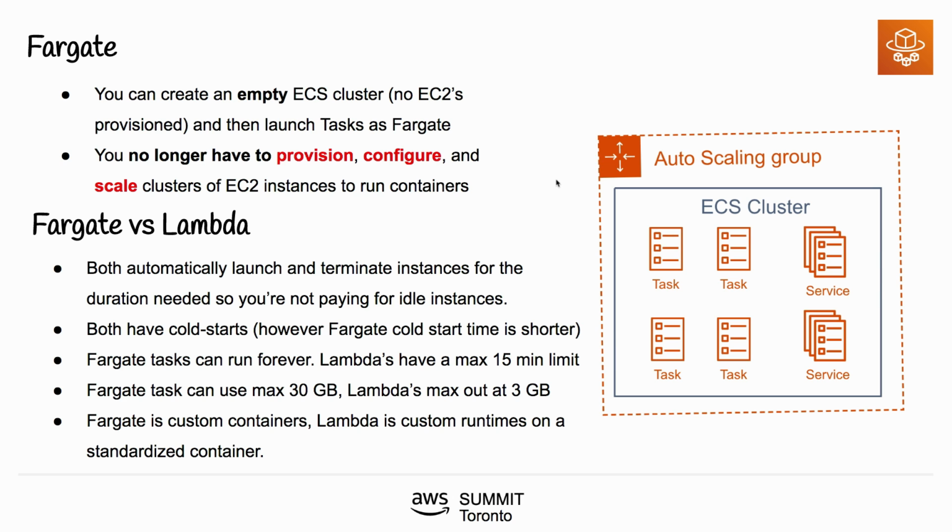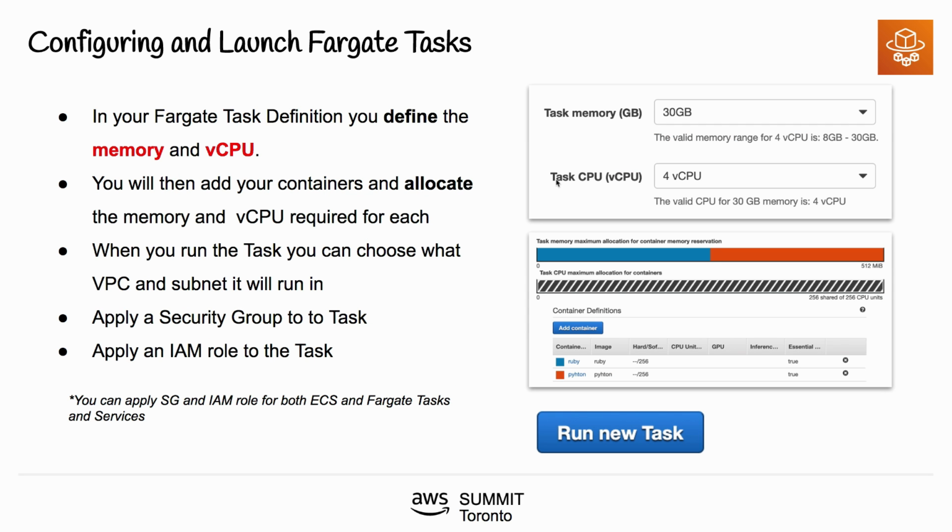And when we want to configure and launch that Fargate task, the idea is you're going to create your task definition. This is where you define the memory and CPUs you want to use, and then allocate how much for each of the containers within that task. When you create task definitions and launch a task, whether this is for Fargate or ECS, you get to say what VPC and subnet you want to run it in. You can apply a security group to it, and you can also apply an IAM role, okay? So if you're wondering how permissions work, it's going to be at the task level, all right?